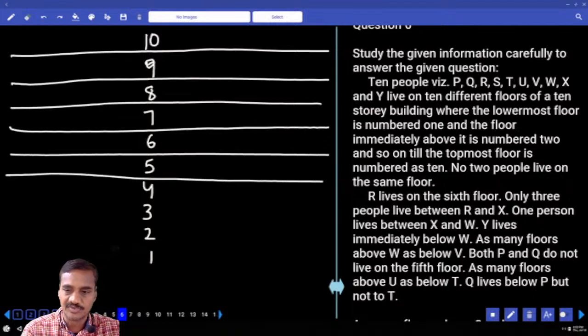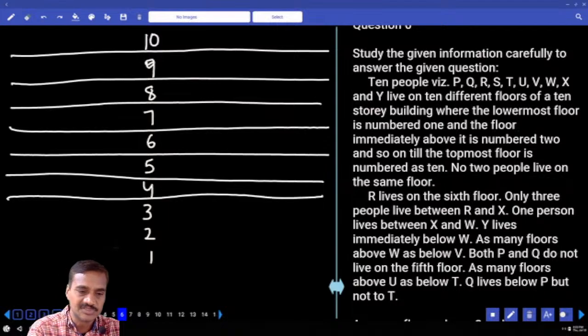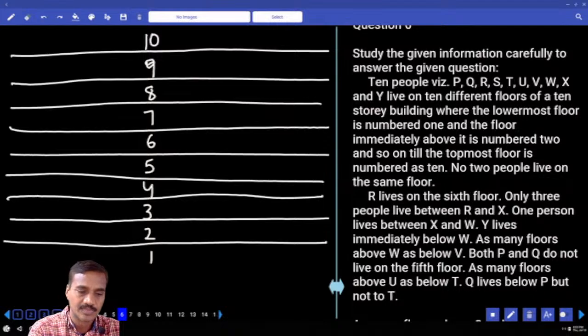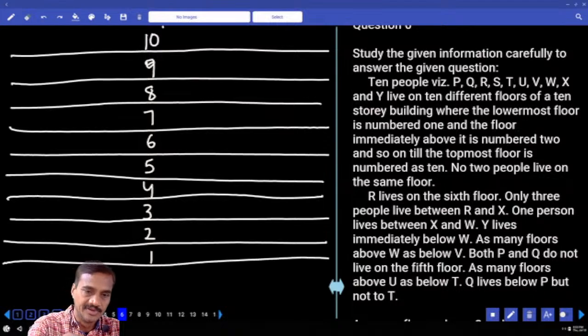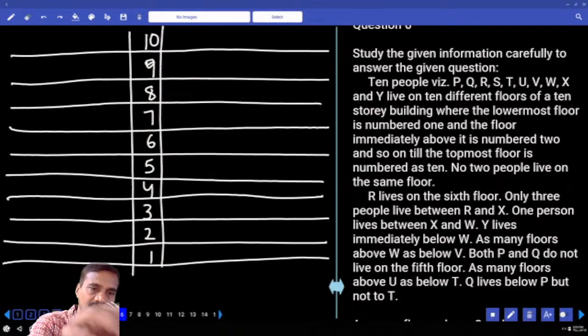Then what is the first information we have? R lives on the 6th floor. A definite information that is clearly given. Where is this R? R lives on the 6th floor. Hence we are fixing this R at the 6th place.